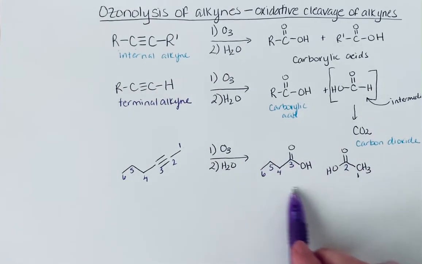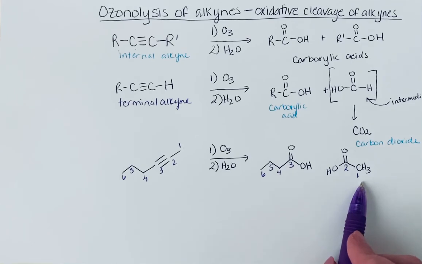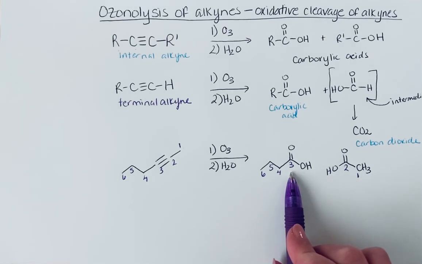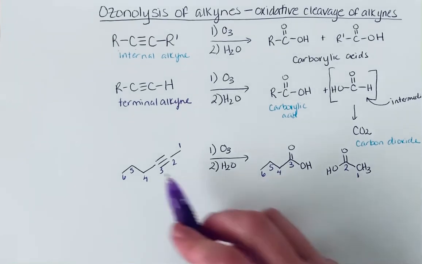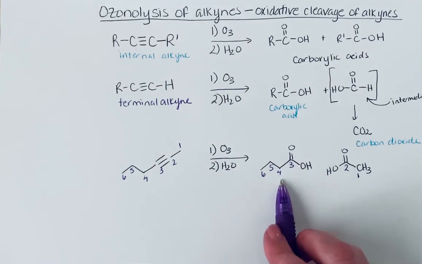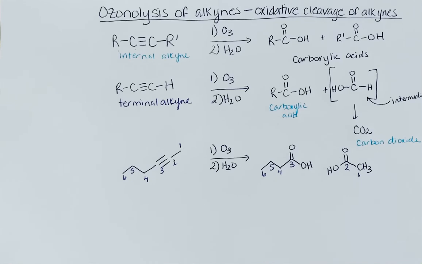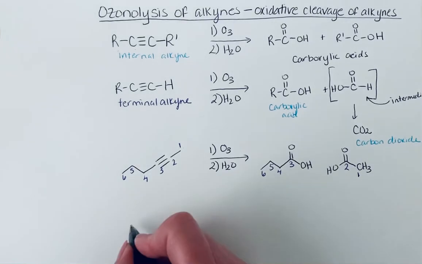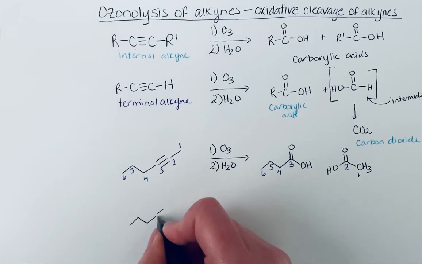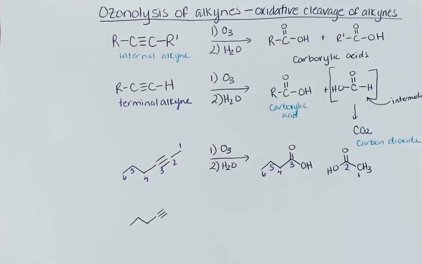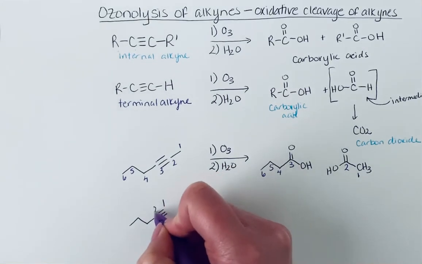So the numbering system that I have here is not the correct numbering system for the carboxylic acids. It's just keeping track of where these carbon atoms end up in our two carboxylic acid products. And let's look at an example with a terminal alkyne. So here is a terminal alkyne. It's terminal because it's at the end of the chain. I'm going to number that carbon chain.